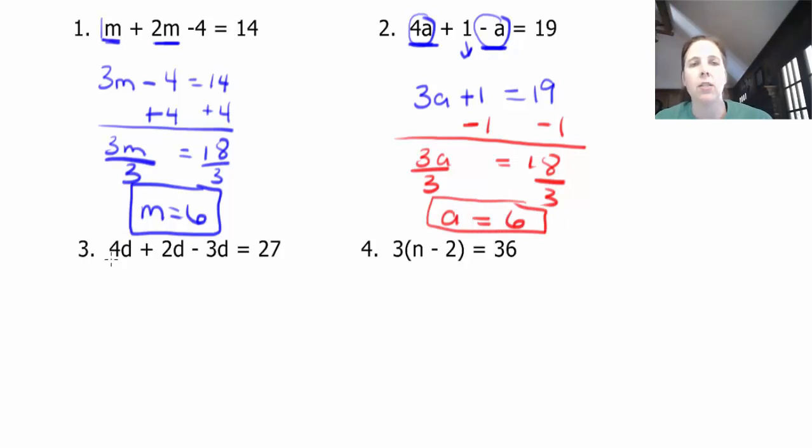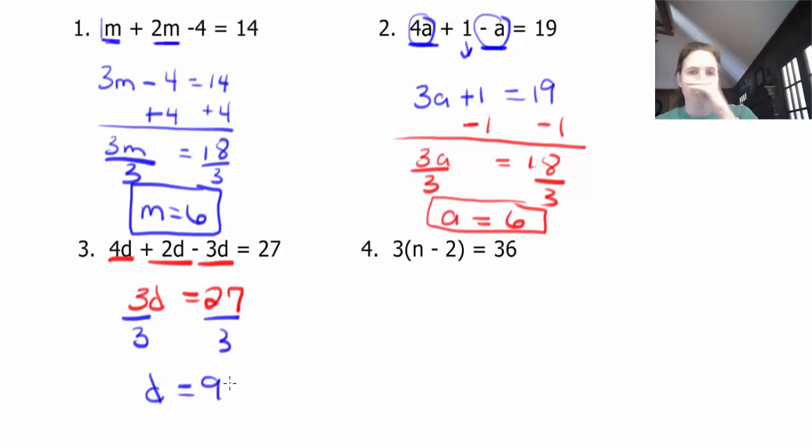Moving on to the next one. So now we have 4d plus 2d minus 3d. So 4, 5, 6, and then 5, 4, 3. 3d equals 27. So now this is just one step. Divide by 3. D equals 9. And you're done there. Okay?